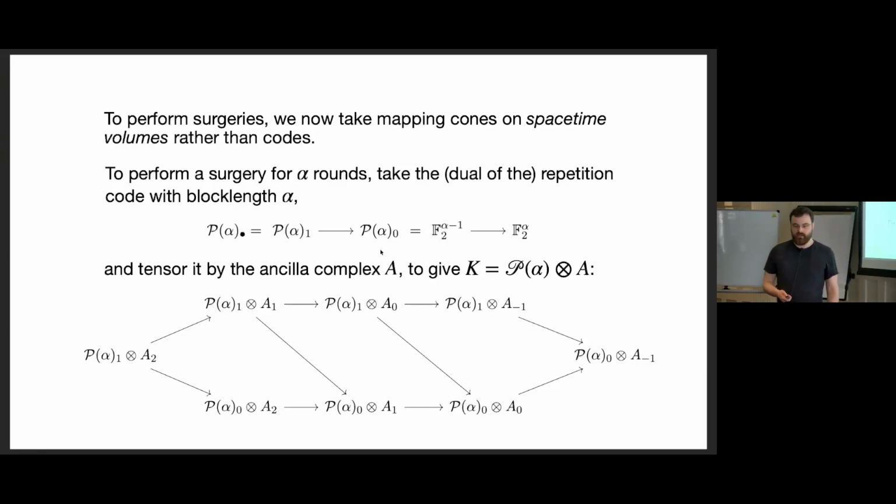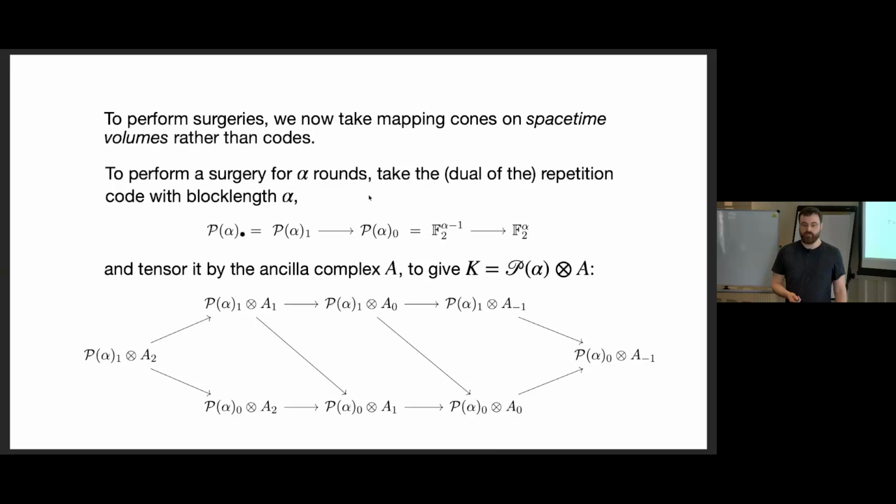So earlier, you define your deformed code by taking your initial code and then taking a mapping cone on this, and this gives you your deformed code. Now what I'm saying is that in order to construct the space-time volume for these deformed codes, I'm going to take the mapping cone on the space-time volumes directly rather than on the individual codes.